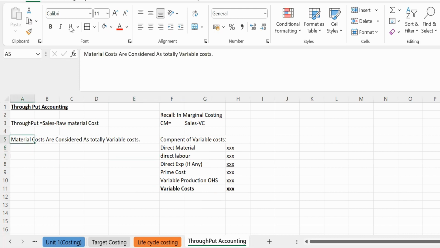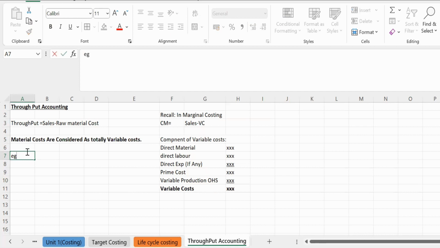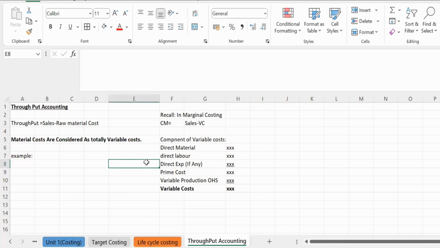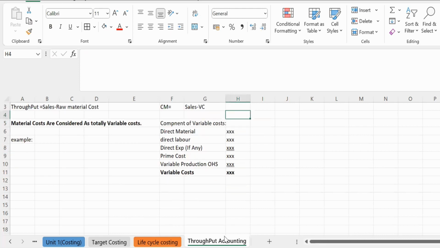Now these are assumptions we first make when we are in throughput. And another thing, this one is used in the short term. So we're going to see an example. Is it okay? Let's see an example, which is very simple. Example on throughput.